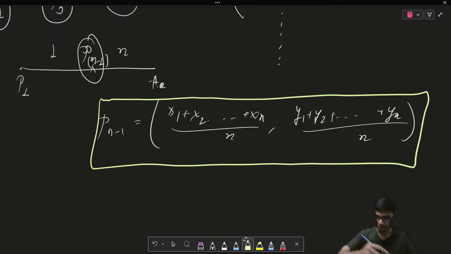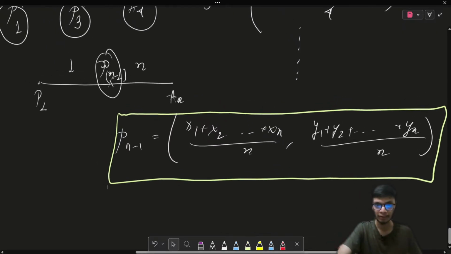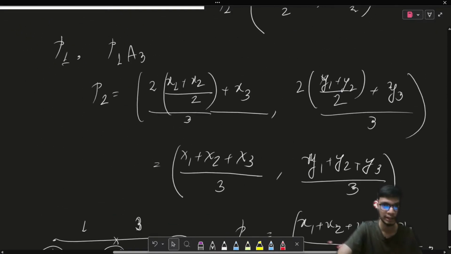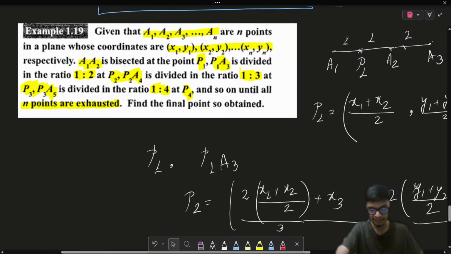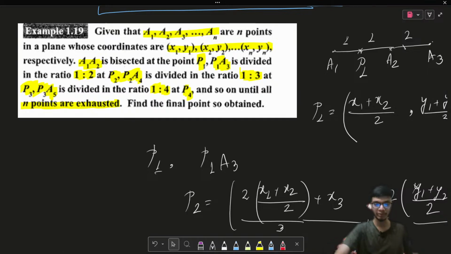I hope this question is clear. It is quite a tricky problem, but quite an interesting one. It's kind of a pattern matching problem. These kinds of problems are quite useful, especially for your JEE Mains examination. I hope this problem is clear.